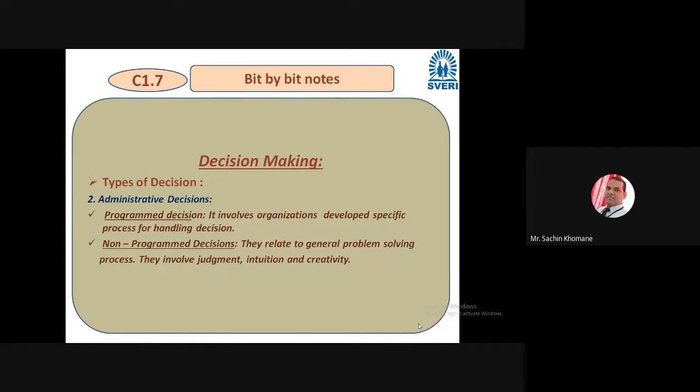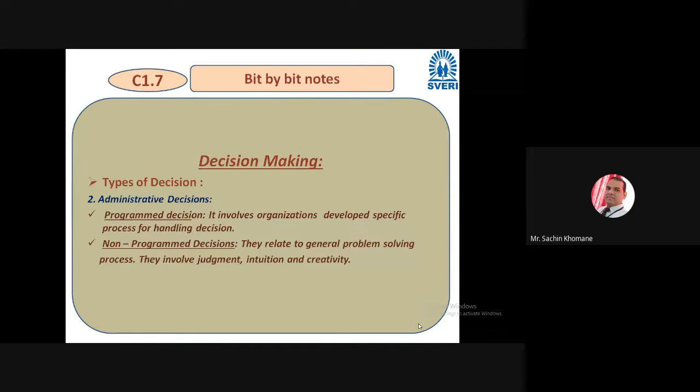Second type of decision is administrative decision. There are two types: programmed decision and non-programmed decision. Programmed decision means the organization has developed a specific process for handling a particular decision. What is the meaning of programmed decision? They have a certain program, a certain procedure, for that particular decision.